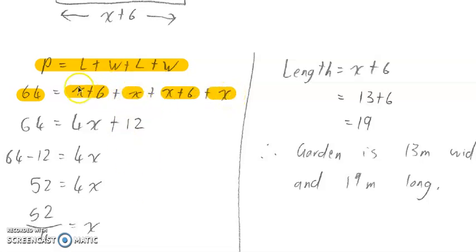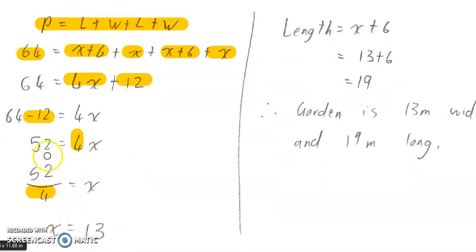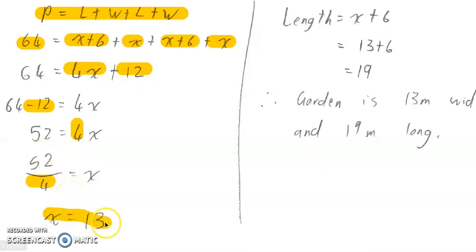Then I collected my like terms. X plus x plus x plus x gives me 4x. 6 plus 6 gives me 12. Then I solved the equation. I started by moving 12 over here. Opposite of positive 12, negative 12. 64 take 12 is 52. 52 equals 4x. How do I get this 4 over to the other side? Well, what's the opposite of multiplying by 4? That would be dividing by 4. 52 divided by 4, x equals 13.